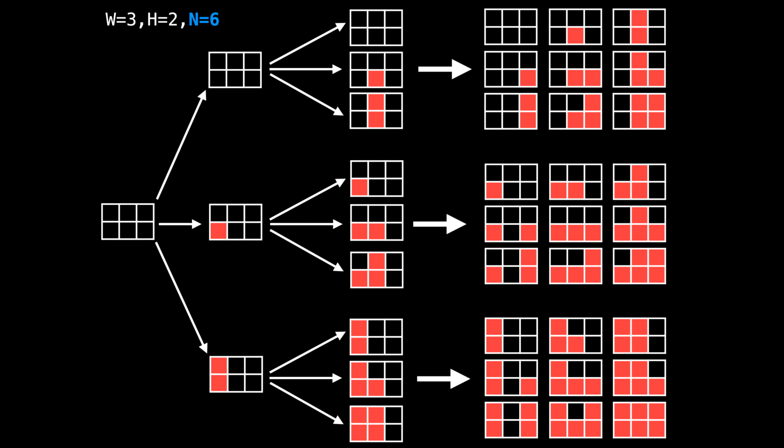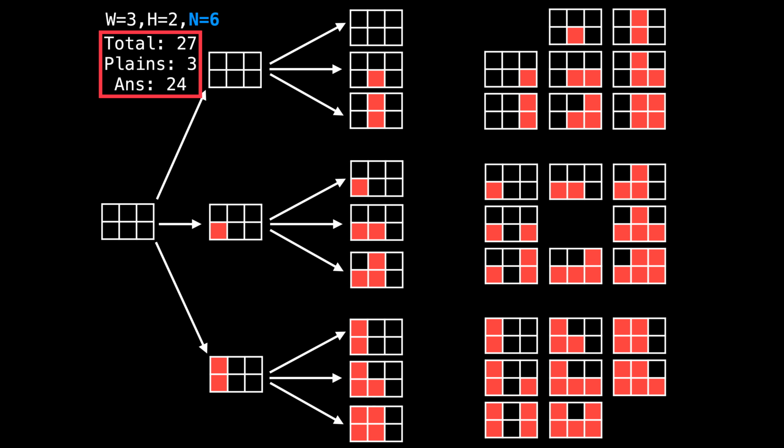Instead of having arrows all over the screen, I'm going to represent the expansion with a big arrow. Now, once you have all the scenes generated, don't forget to remove the plain scenes. On this slide, you can see that we have 3 plain scenes: the empty frame, the frame which is half empty, and the full frame. After removing the plain scenes, we are left with a total of 24 mountain scenes.